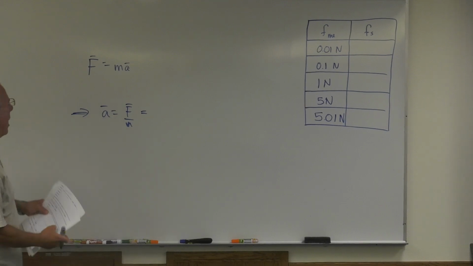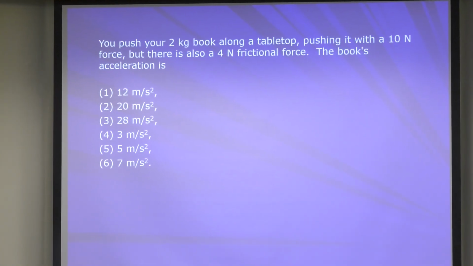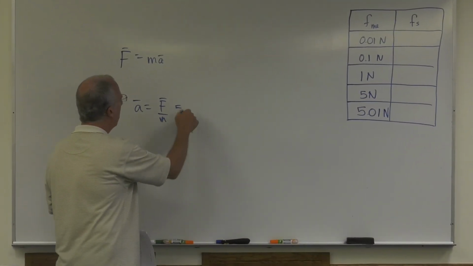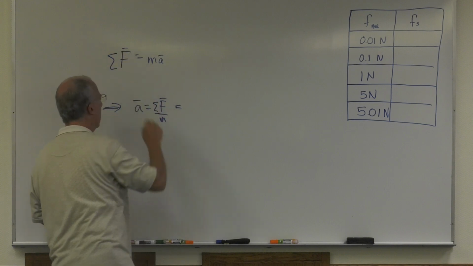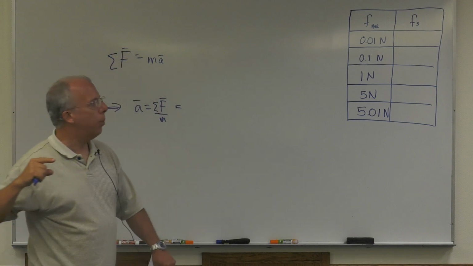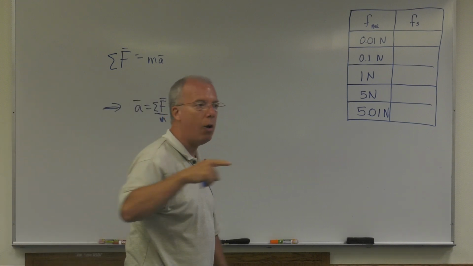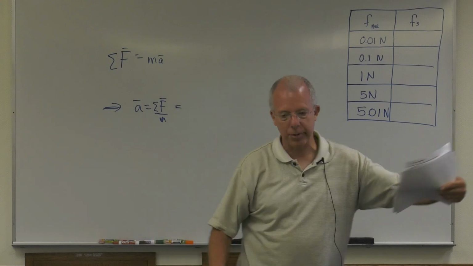Okay, remember, when we write F, we're being lazy. It really means the net, or the sum of the external forces. We really should write that, but we're just too lazy. We never bother. Okay, so you push a book this way with 10 newtons, but what does friction do? Does friction help or hurt? Is friction pushing it along that way? Of course not. Friction is the opposite direction.